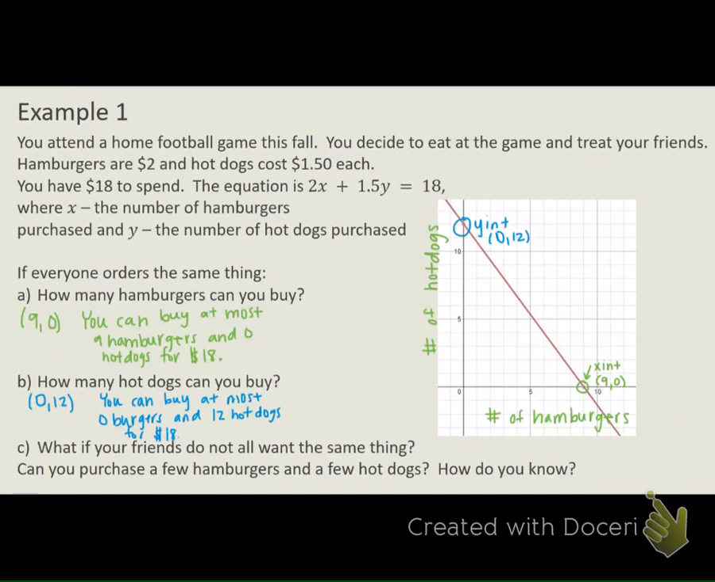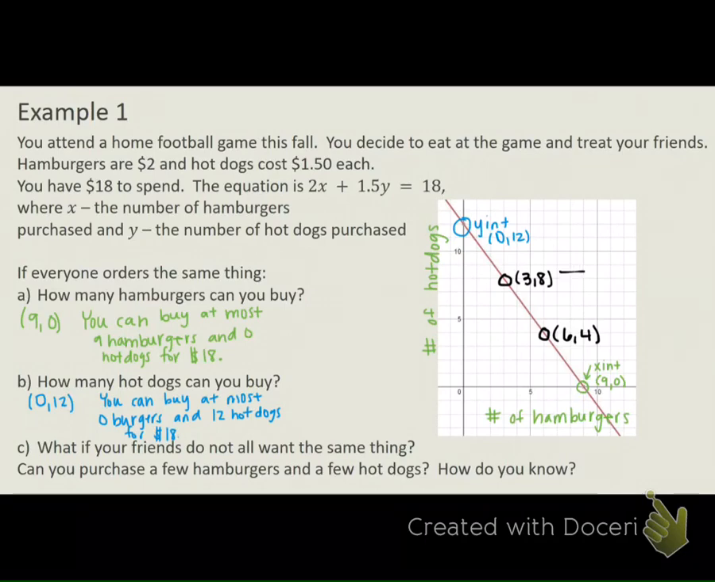Okay, so what if you guys all don't want the same thing? Can you purchase a few hamburgers and a few hot dogs? And how do you know? Buy more than one, but it's not $18. Right? Do we have any points along this line that are at an exact point? Yes. Where? We got 6, 4. Is there any other ones? Let's see. I don't know if there's 9, 3. Okay, so it looks like we can do 3, 8, and 6, 4.